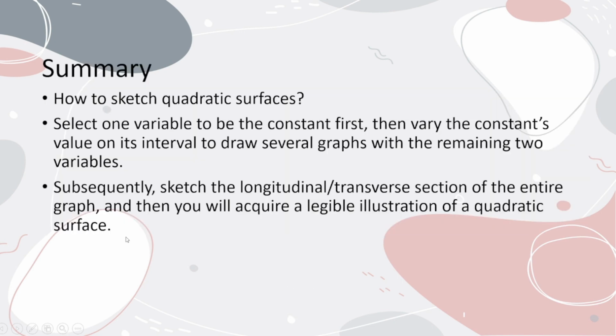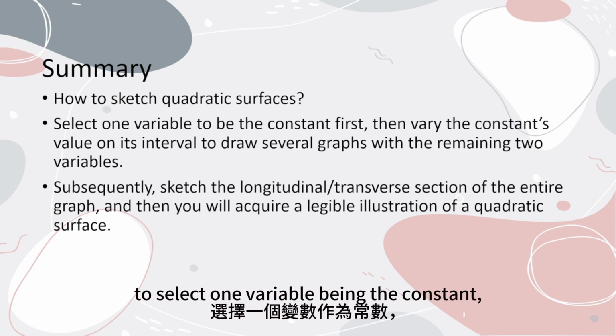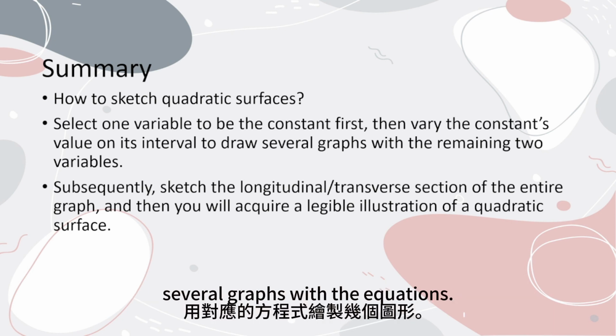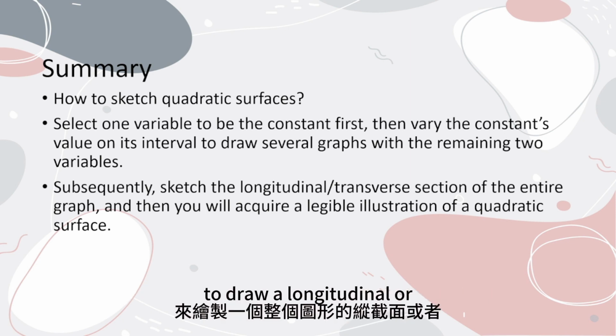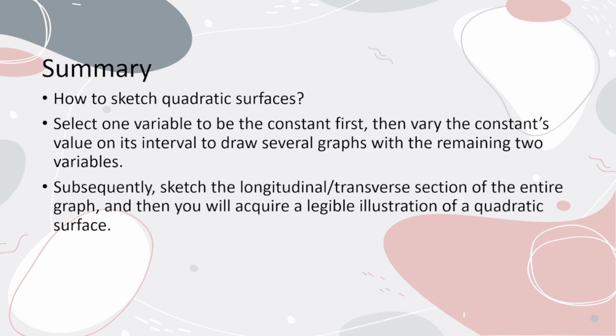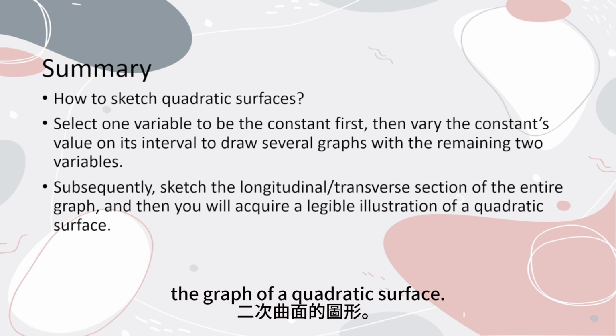Okay, so to summarize, how do we draw quadratic surfaces? Follow the guide to select one variable being the constant. Then vary the constant value on its interval to draw several graphs with the equations. Next, choose one of the variables 0 to draw a longitudinal or transverse section of the entire graph. Eventually, fill gaps between lines to acquire the graph of a quadratic surface.